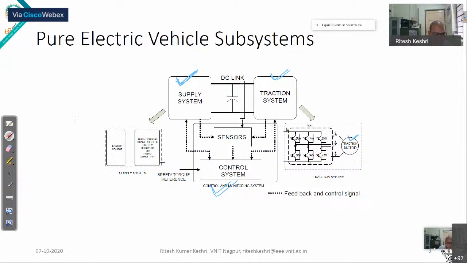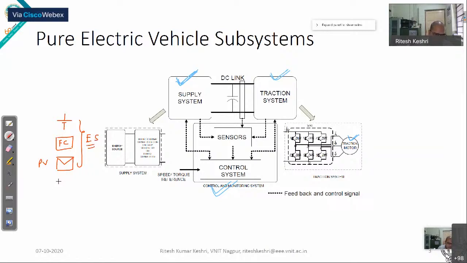They can be an onboard battery, they can be a fuel cell. Then it could be a photovoltaic panel, PV panels. Okay, these are the energy sources. So I'm writing here.